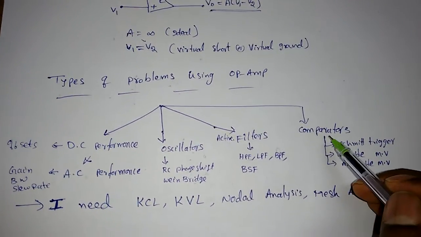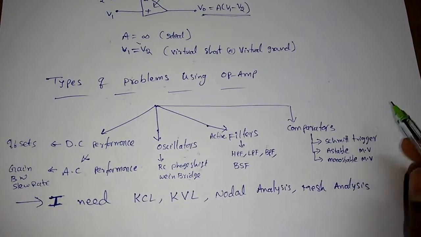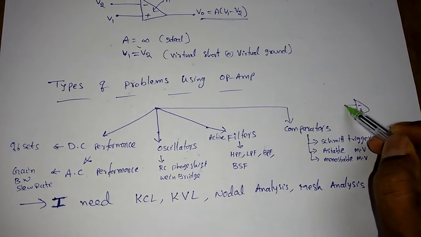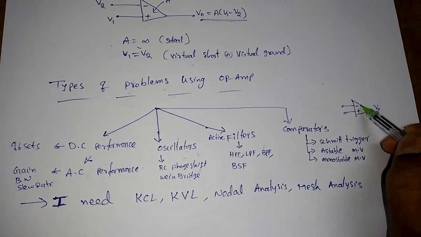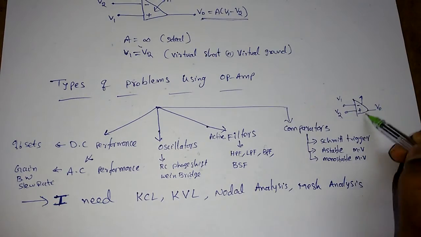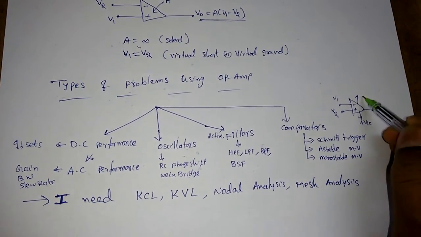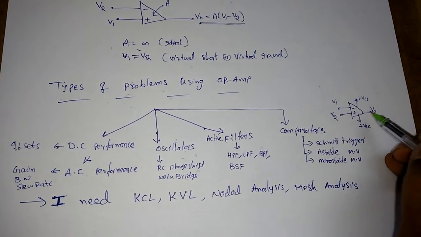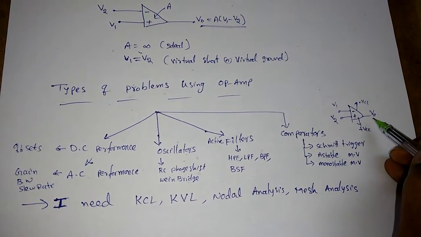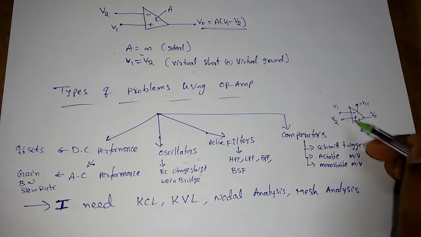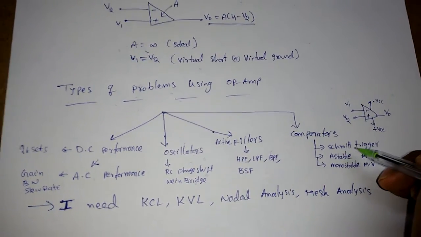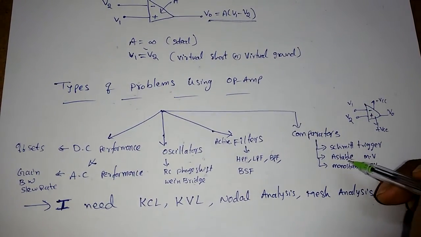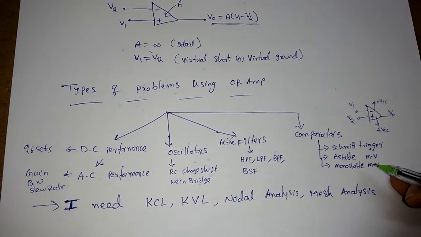Similarly, there is one more domain: a comparator using an op-amp. An open loop operational amplifier can act as a simple comparator. Suppose V1 is here, V2 is here, with plus VCC, minus VCC, and V0. Whenever V1 is greater than V2, we will get minus VSAT, and whenever V2 is greater than V1, we will get plus VSAT. Depending on these concepts, they will ask to find the hysteresis width, lower threshold voltage, upper threshold voltage, or use astable and monostable multivibrators.